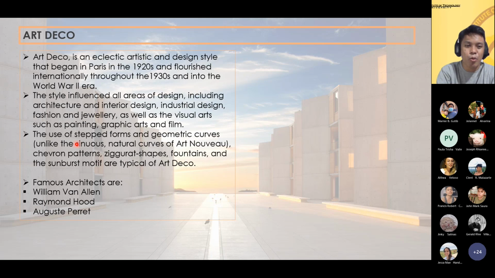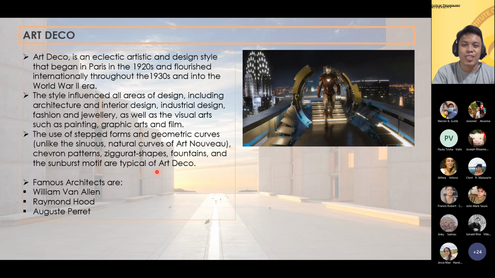So the use of steep forms and geometric curves, chevron patterns, ziggurat shapes, fountains, and sunburst motif are typical of Art Deco. So example is kani siya. Actually, dili sa Iron Man, no? But the example here is the Chrysler Building, no? Ang building sa New York na perming ma-appear sa mga movies. So murag nag-compete lang na sila ni Empire State Building ug kinsay ma-appear sa movie karon na year. Next year si Chrysler na sad.